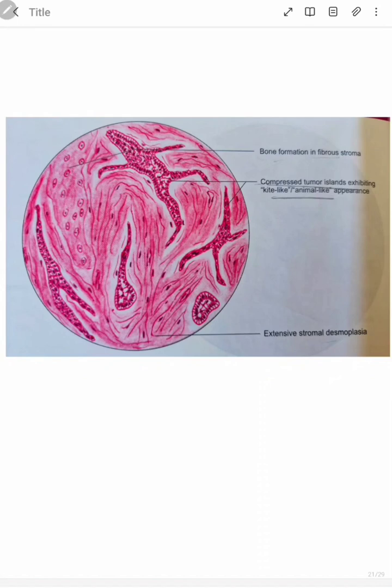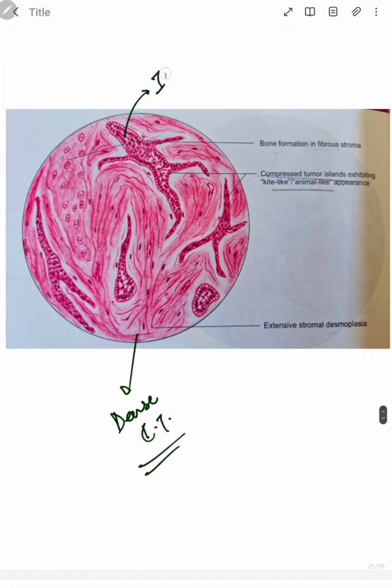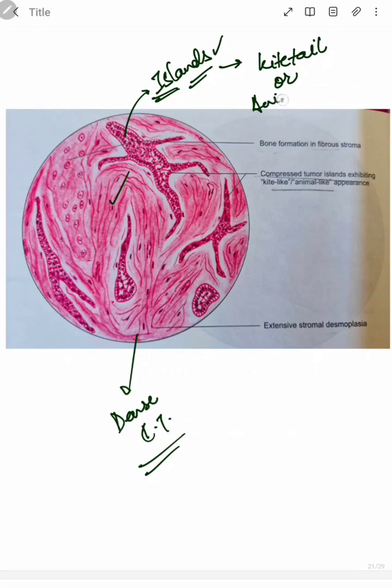Now here in this picture you can see the dense stroma. Dense stroma will pressurize the odontogenic epithelium or the tumor islands. So these are tumor islands that are being pressurized by the dense stroma, due to which these islands will take up the shape of a kite tail or will have an animal-like configuration. This is seen in desmoplastic ameloblastoma, right?